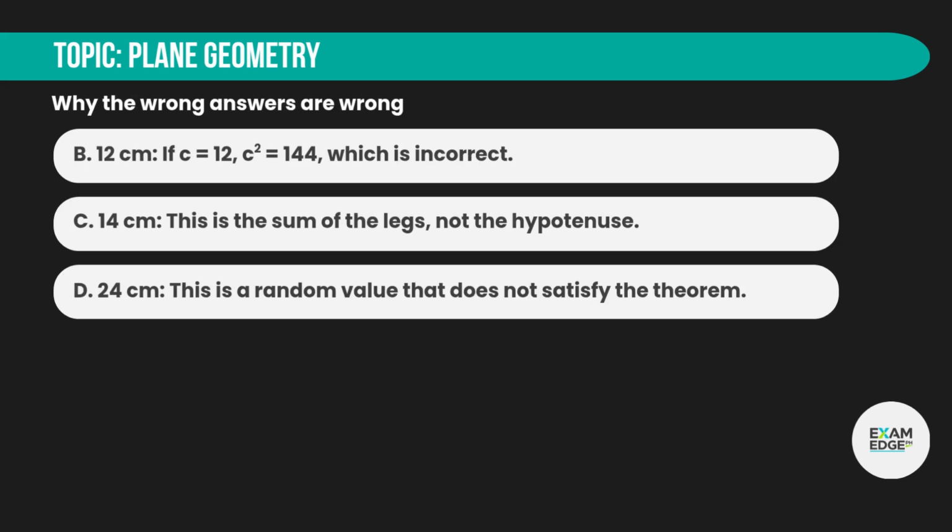Why the wrong answers are wrong? B. 12 centimeters. If c equals 12, c squared equals 144, which is incorrect. C. 14 centimeters. This is the sum of the legs, not the hypotenuse. D. 24 centimeters. This is a random value that does not satisfy the theorem.